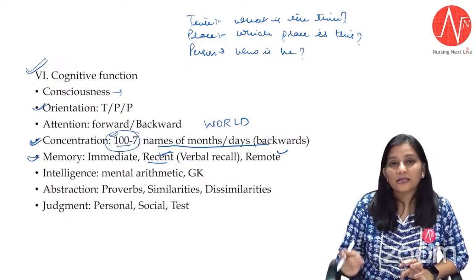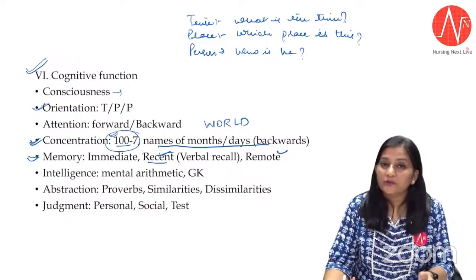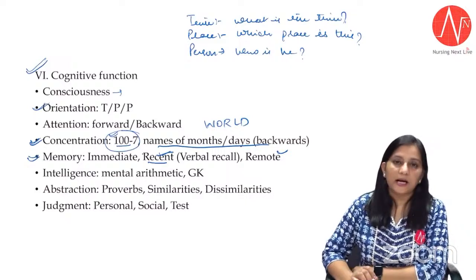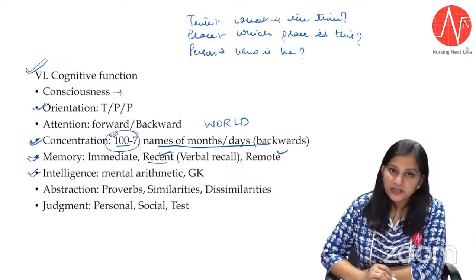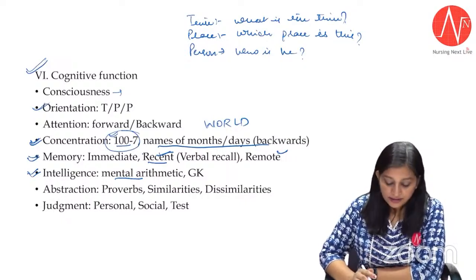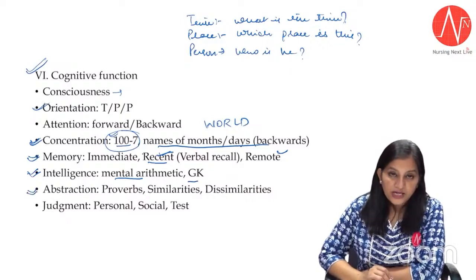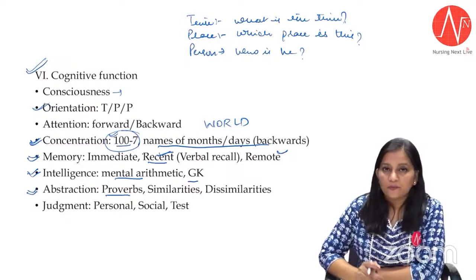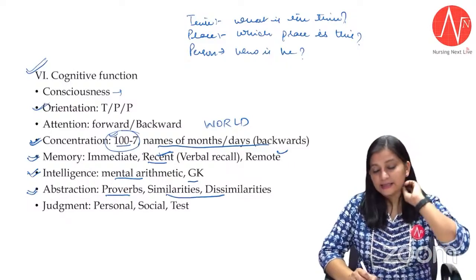And remote means past events, like the date of marriage or the date of birth of the child. All these things come under remote, personal information. Then comes intelligence. For checking intelligence, small simple arithmetic questions or GK questions can be asked. Then abstraction. To check abstraction, the meaning of proverbs can be asked. Proverbs can be given and the patient asked to explain them. And similarities and dissimilarities.